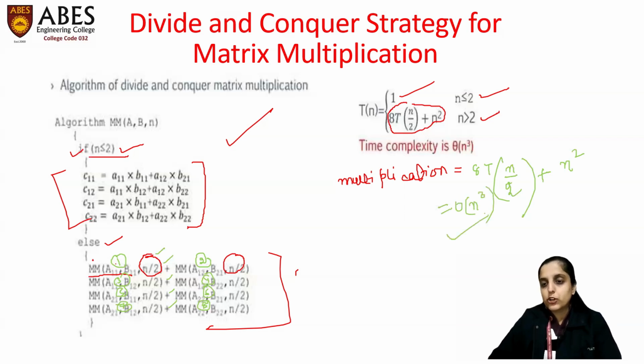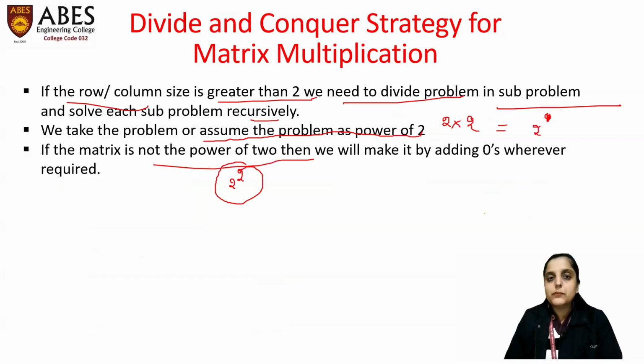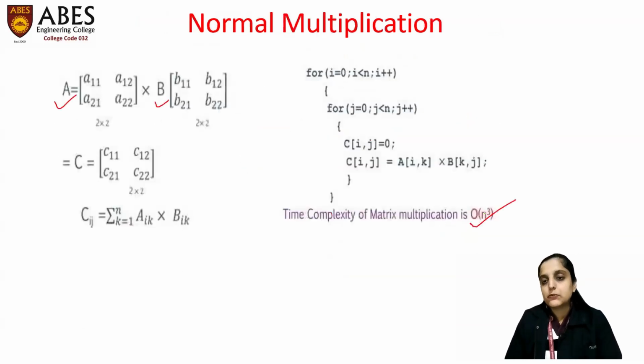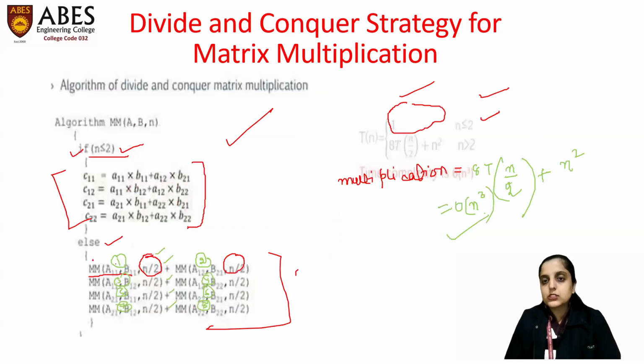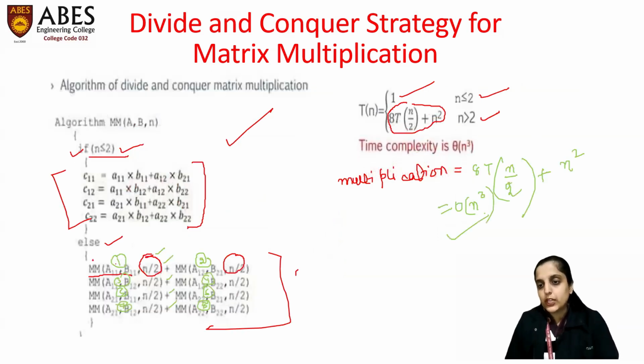You can pause the video and check it. But what's the benefit of doing all these computations? Because with normal multiplication also, we are getting the same time complexity, O of n cube. And after doing so much computation, by applying recursion, by which we are also increasing its space complexity, we are not getting any benefit, because from this method also we are getting the same time complexity.